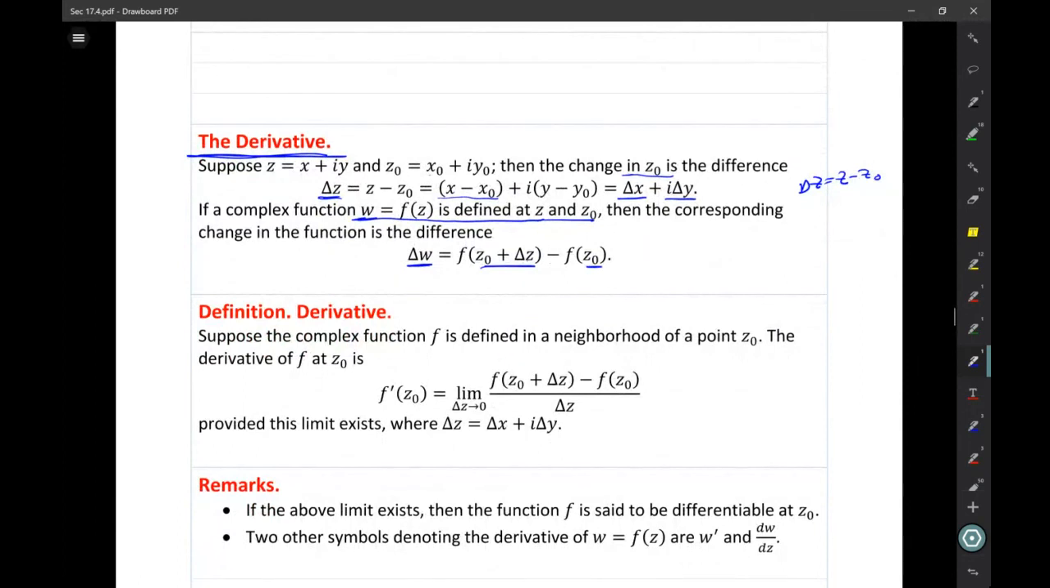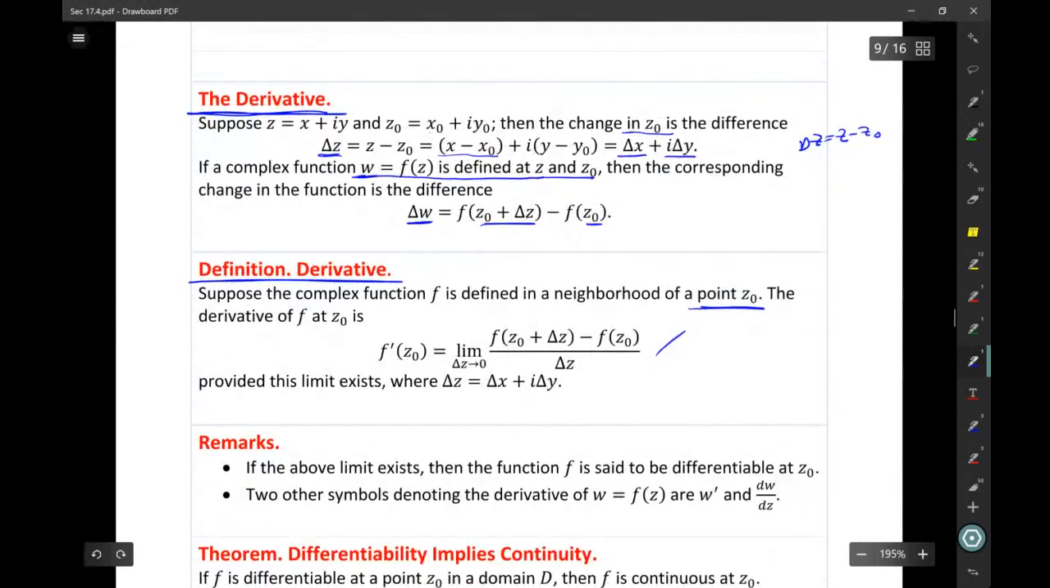Why are we using this one? If you remember the concept of the limit by using the definition from calculus 1, f prime at x is equal limit of f of x plus h minus f of x divided by h, where h goes to 0. Here we are using the same concept, the same definition. So the definition of the derivative for the complex number at the point z naught will be denoted by f prime of z naught, which is equal limit of f of z naught plus delta z minus f of z naught divided by delta z, where delta z approaches 0.